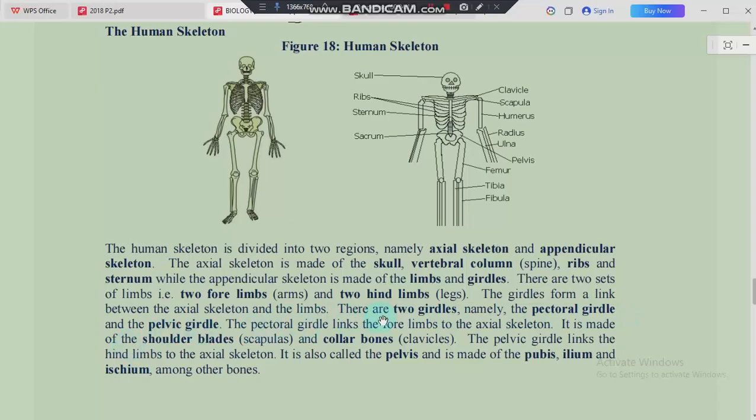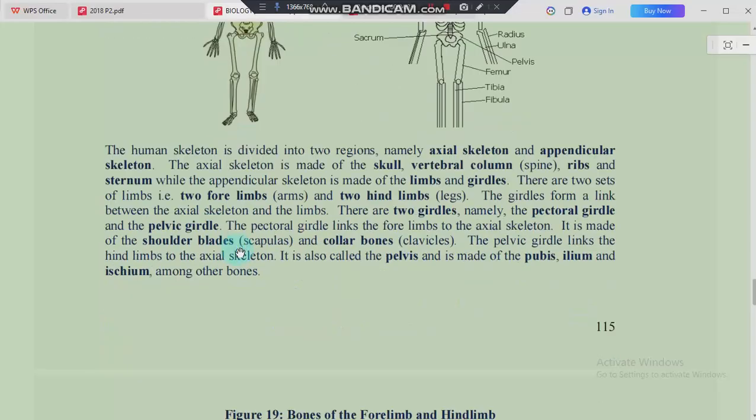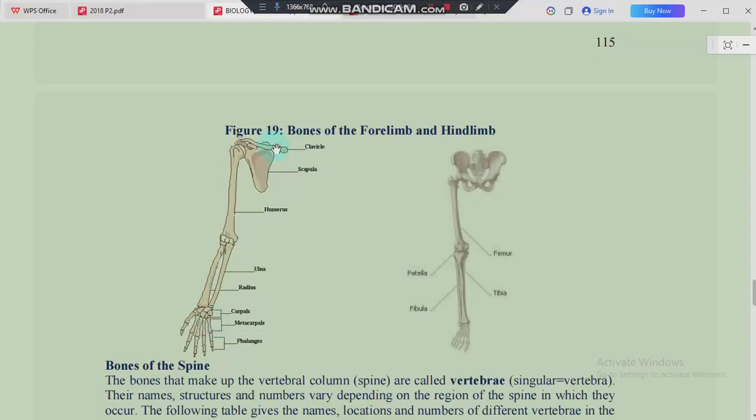When we talk about the pectoral girdle, this one is going to link the limbs to the axial skeleton. It is made up of the shoulder blades, which are the scapula bones. When we talk about the scapula, it is that tiny bone which we find behind there. For me, I consider it to be the S bone. We'll look at it in more detail. So this is our scapula.